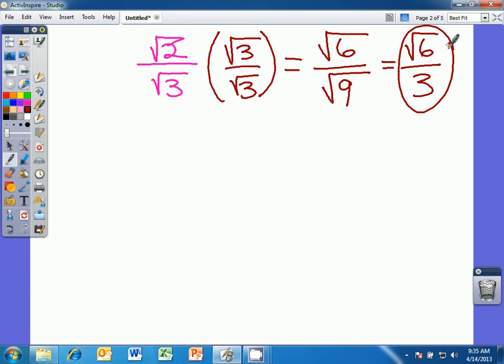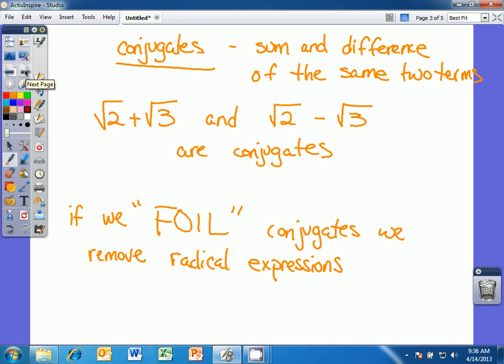When we simplify radical expressions that have a sum or difference in the denominator, we need to use what we call conjugates. Conjugates are sums and differences of the same two terms. So for example, radical 2 plus radical 3 and radical 2 minus radical 3 are conjugates. And if we FOIL conjugates, we end up removing radical expressions. So this becomes a very important tool in rationalizing.